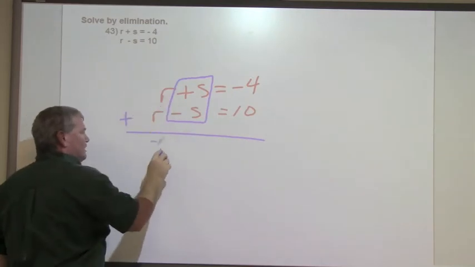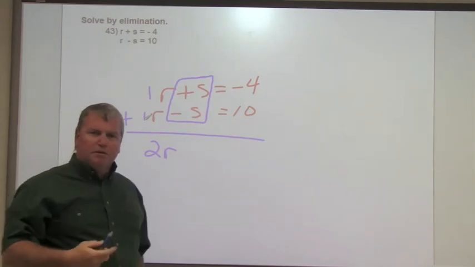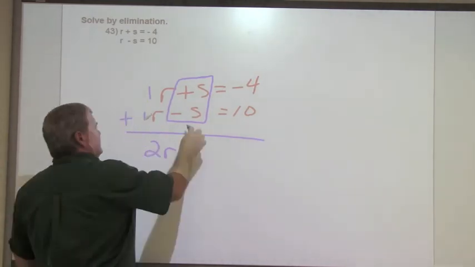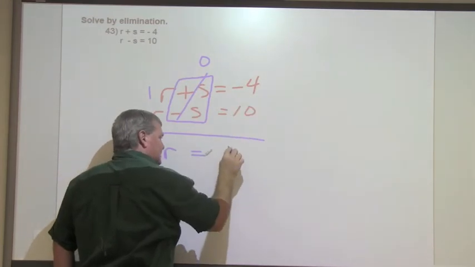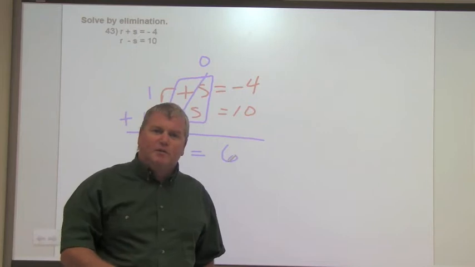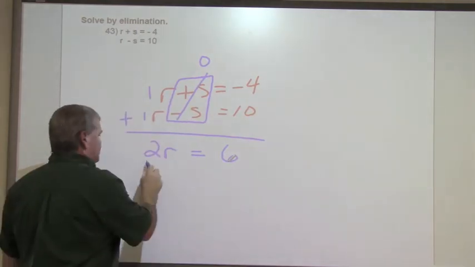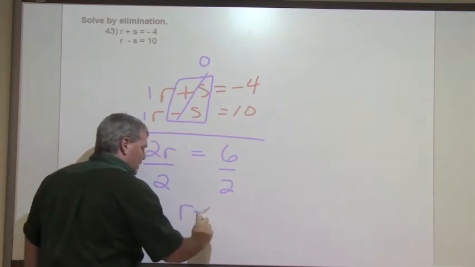R plus r is 2r, and if you don't know that, put a 1 in front of the r's. 1 plus 1 is 2. These zero out, and 10 minus 4 is 6. The whole process is to eliminate one of the variables so you can solve for it and then solve for the other one after that. Divide by 2, so r equals 3.